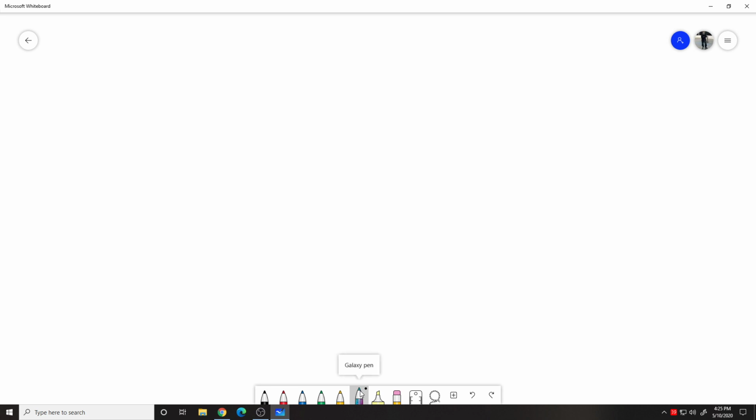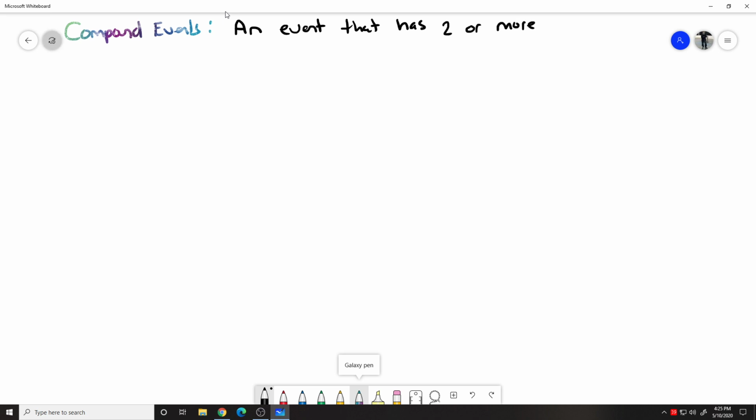One of the final two topics that we're going to talk about is compound events. And compound events are sort of trickily kind of easy but not so. Okay, let's first define it. Compound events. A compound event is an event that has two or more simple events.